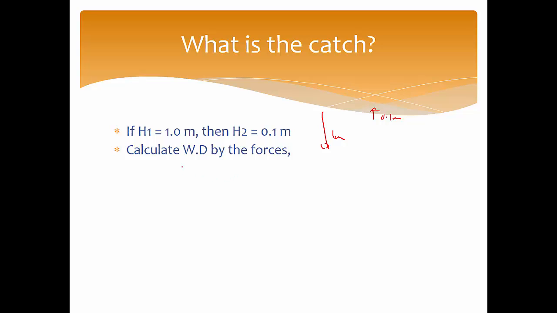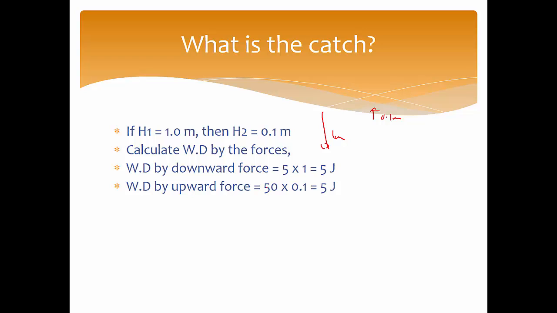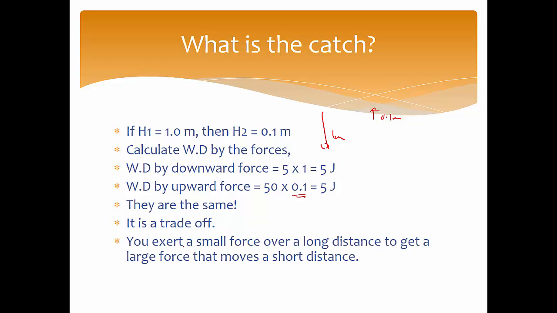So just aside, if you calculate the work done by the forces, work done by the downward force is 5 times 1 meter equals 5 joules. And you calculate the work done by the upward force is 50 times, but it only moved by 0.1. It's also 5 joules. So actually the work done up and down is the same. And it is because there's a trade-off. You exert a small force over a long distance to get a large force that only moves a short distance. So that is actually a trade-off.